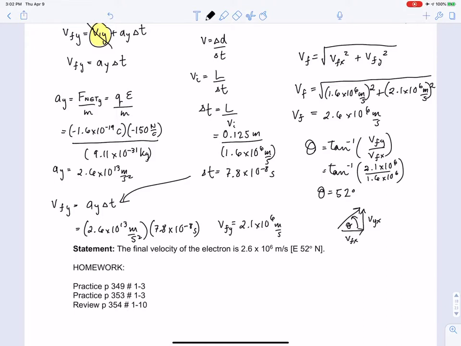Okay, that may not seem straightforward. There might not be a chance that you would have gotten this on your own, but having shown you how to do it, if you commit to practicing how to solve questions like this and retrying this question on your own as many times as it takes for you to be comfortable, that is exactly what you need to do to be proficient in this section. I've assigned practice problems on page 349 and 353, as well as review questions on page 354. Now, good luck.